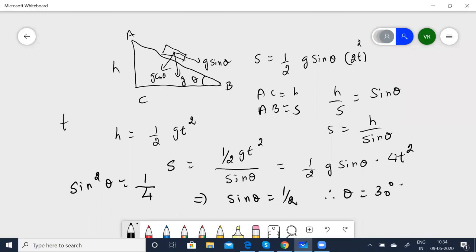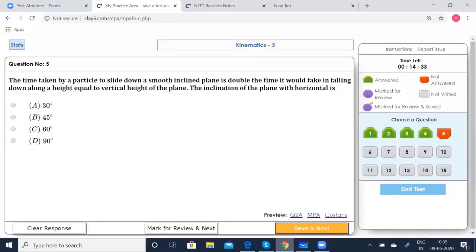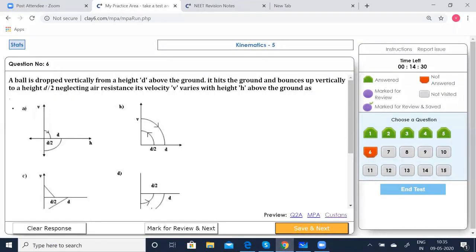Is that clear? I am quickly doing the simplification part. Of course, you can refer to the problems and do the substitutions and simplify. You can arrive at this: s is equal to half g sin theta into 4t squared, but we need t squared. So we quickly found out sin squared theta is equal to 1 by 4, or sin theta is equal to half, or theta is equal to 30. So option A is correct. Click that and go to the next.